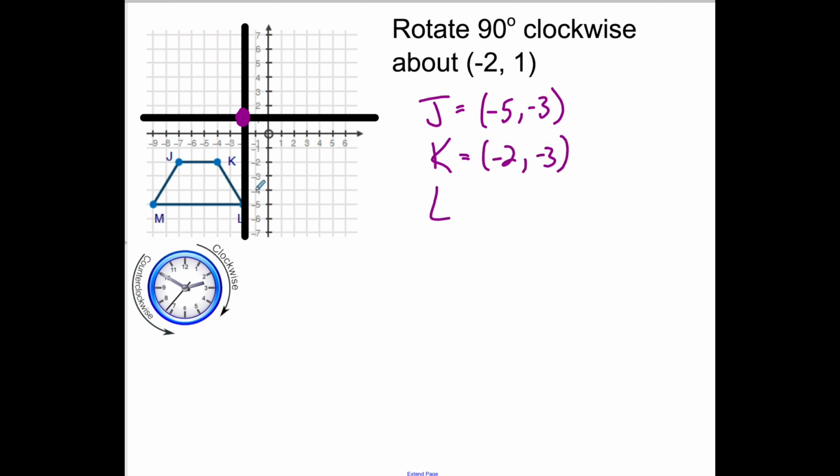L, it's even with that, so 0, -6. And M is going to be at -7, -6. So let's take stock of our original points.